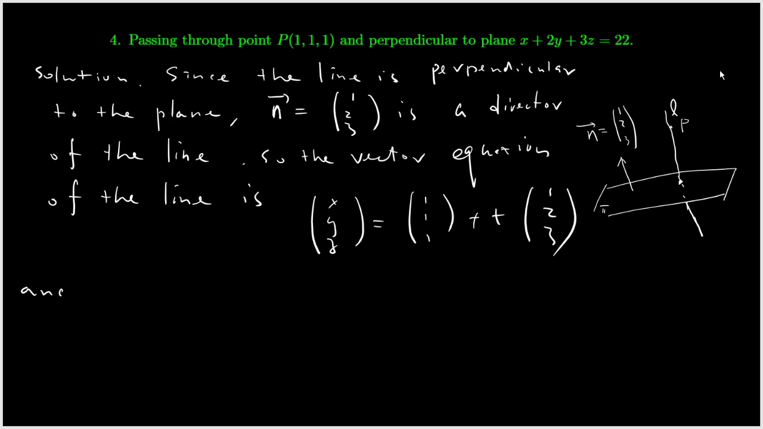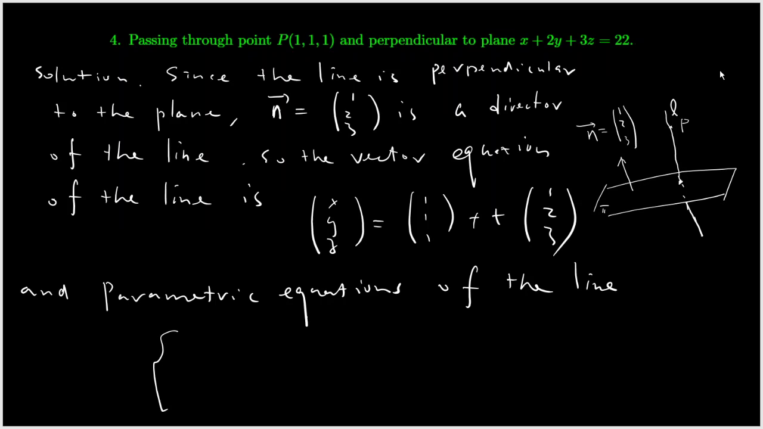And the parametric form, or the parametric equations of the line, you compare the corresponding components. You really only have to memorize one form, so maybe the vector form. After that, you do not have to memorize the parametric form. Compare the components. It's easy to get the parametric form.